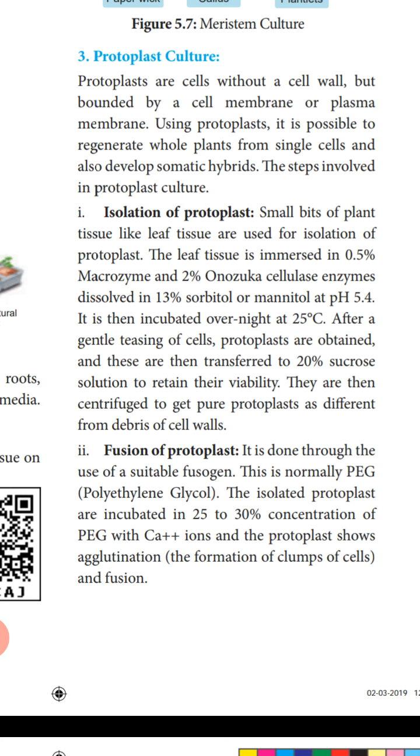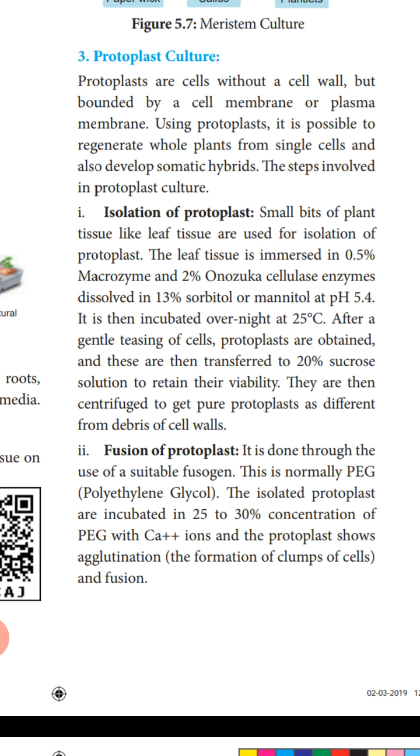Now, using protoplasts, it is possible to regenerate a whole plant from single cells and also to develop somatic hybrids. So what are somatic hybrids? We fuse two different protoplasts, so you will get a single cell, which is called a hybrid. So either from a single protoplast an entire plant can be developed, or protoplasts can be fused together to get a somatic hybrid, and that somatic hybrid cell is kept in the culture medium to develop an entire plant. That is called protoplast culture.